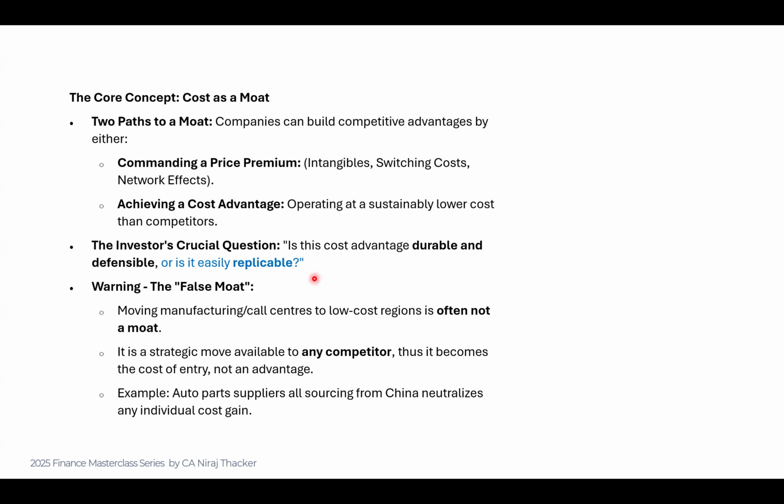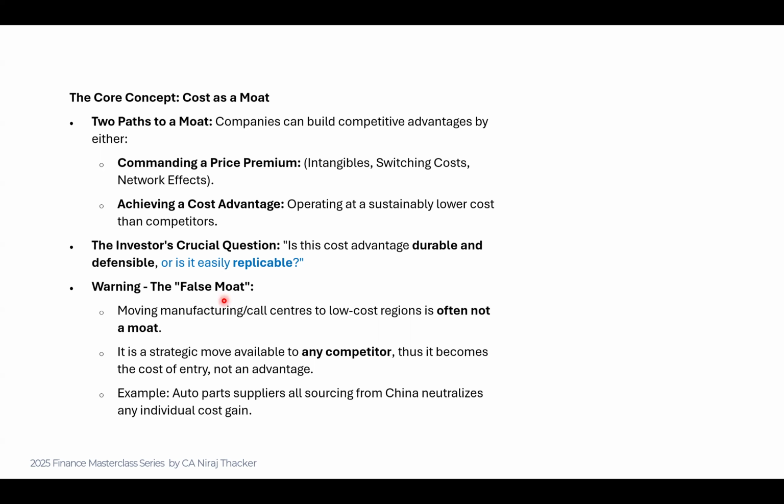Why I have highlighted this is that whenever we talk about the cost part, for any particular company we will ask this question: whether it is durable or not. Because if it is not durable, then there's no point in buying that stock. If you buy based on that, obviously the competitor will follow soon and there will be no edge.